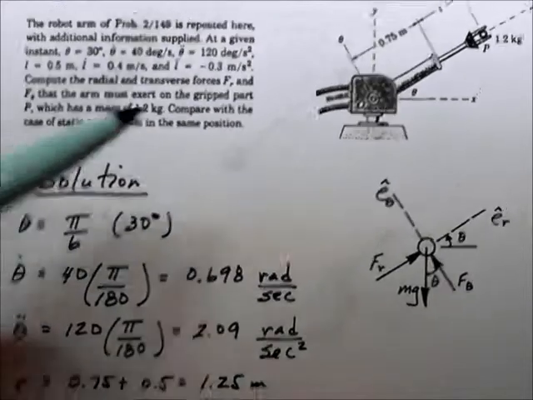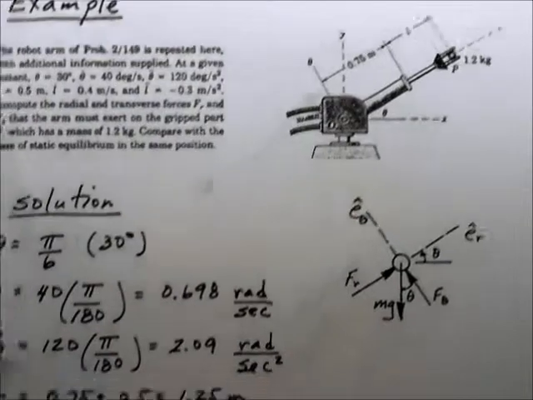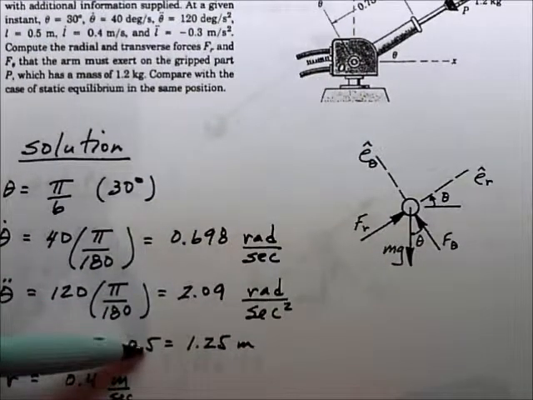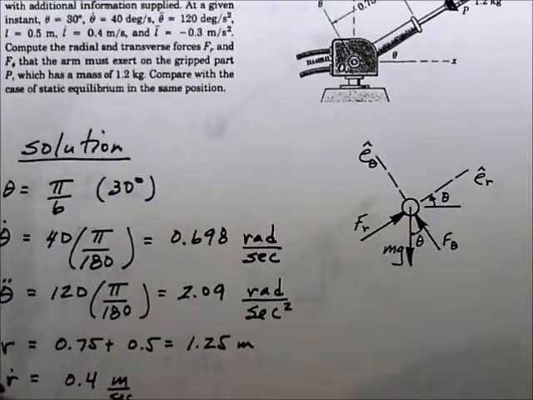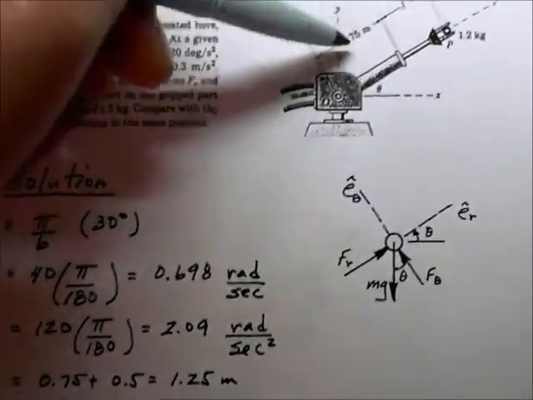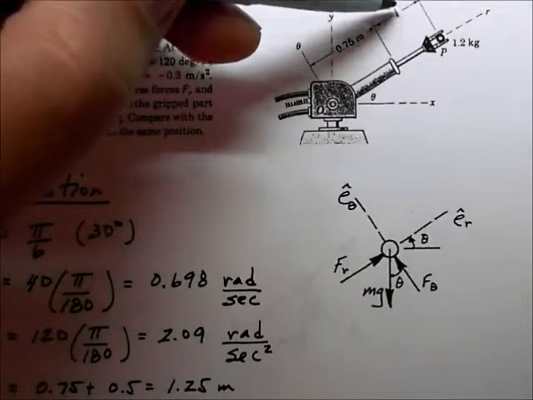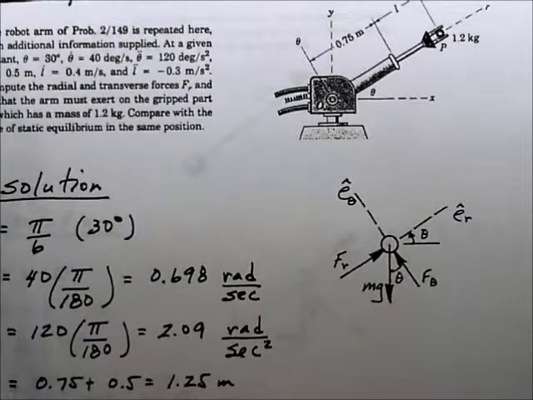R, looking at the picture, is 0.75 plus L. So R is 0.75 plus, at the beginning of the problem, L is 0.5, so R is 1.25 meters. R dot is the derivative of 0.75 plus L, so R dot is L dot, and R double dot is L double dot. So R dot is the 0.4 that was given, and R double dot is the minus 0.3 that was given. Now we have theta and its derivatives, R and its derivatives.